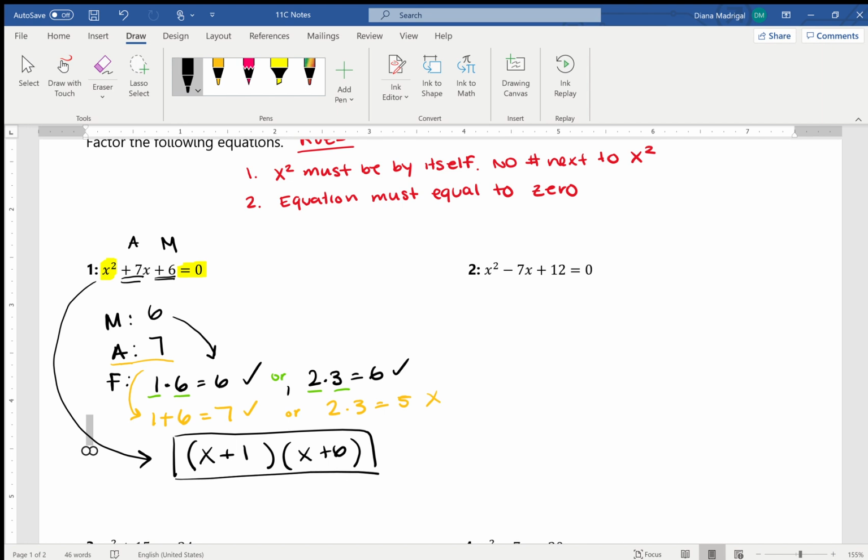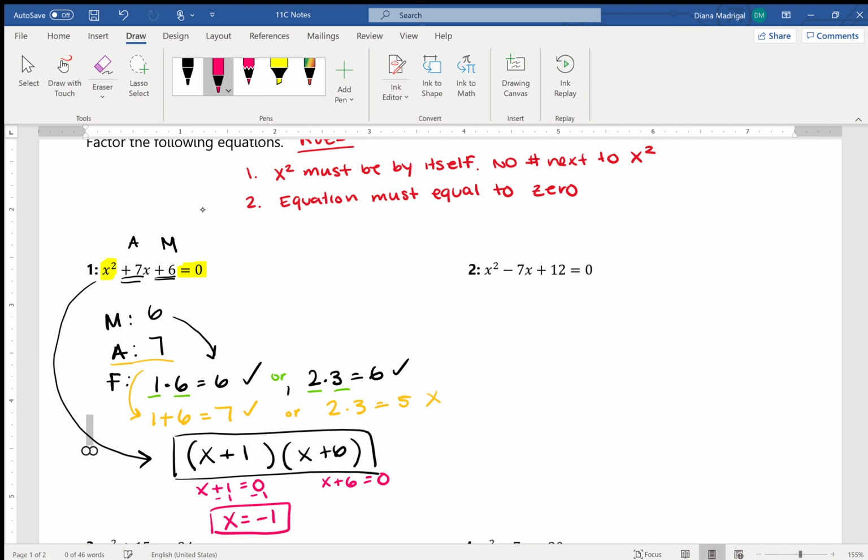If they ask you, can you give me the zeros? All you have to do is set each parenthesis equal to 0. And you're going to start noticing that it's just going to be the opposite. Okay, what do I mean by that? Let me just change my color. X plus 1 equal to 0. X plus 6 equal to 0. If I need x by itself, obviously I need to get rid of 1. So I will have to subtract 1 from both sides. So then that means x equals negative 1.